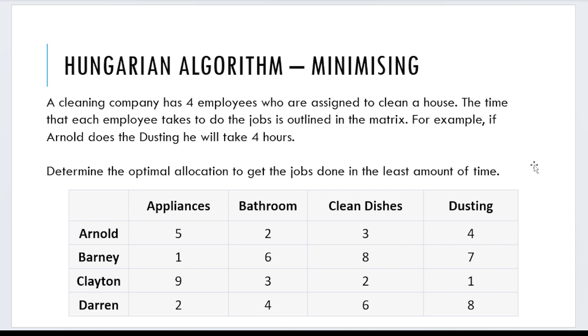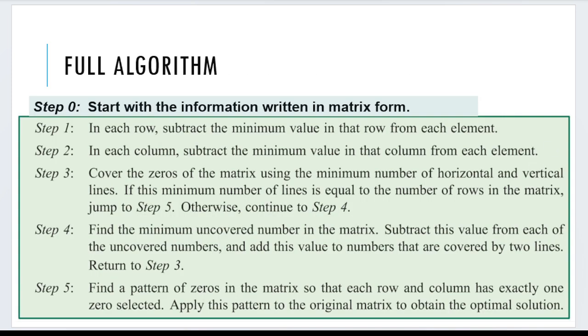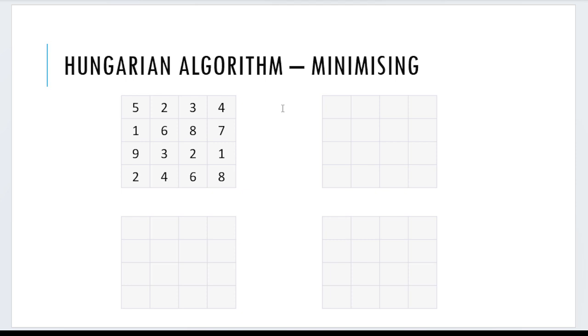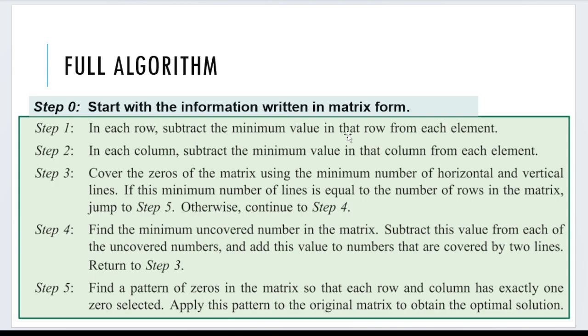least amount of time. If we look at the full algorithm, we're going to start off with that information written in matrix form. So that is taking it out of that table and making it a bit less contextual. Effectively, we've just got the numbers there. Then we're going to subtract the minimum value in each row from every element in that row. Then we go to the columns and subtract the minimum value in each column from everything in that column. Then we move on to our next steps, which get a little bit more complex in the way that they're written, but in reality, they're not as difficult as they might seem.